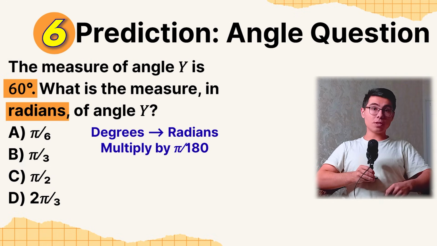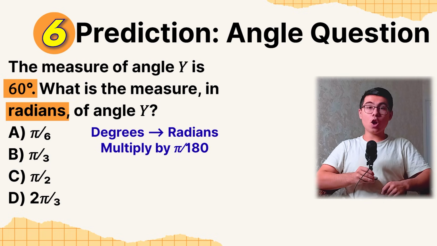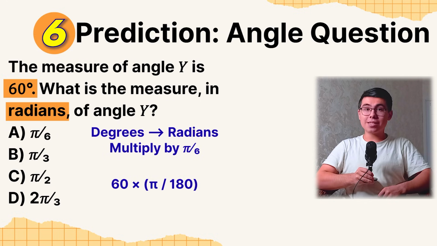To convert degrees into radians, you always multiply by pi over 180. Why? Because 180 degrees equals pi radians. That's the key fact that you gotta remember. So let's use it here.